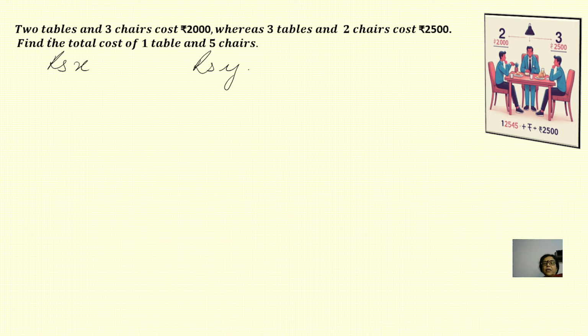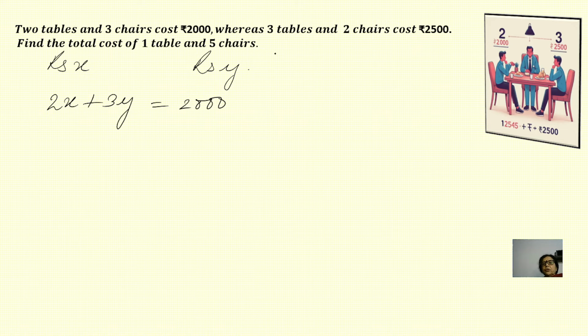Now what we do is we are given in the first part of the question, two tables and three chairs cost rupees 2000. So it's understood that if one table costs rupees X, two tables will cost 2X. Because if we take, say, supposing cost of one pen is 10 rupees, cost of 10 pens will be 10 into 10, that is 100 rupees. Similarly here, instead of the cost being given, we are taking X and Y. So 2X and cost of three chairs will be 3Y. So 2X plus 3Y is equal to 2000.